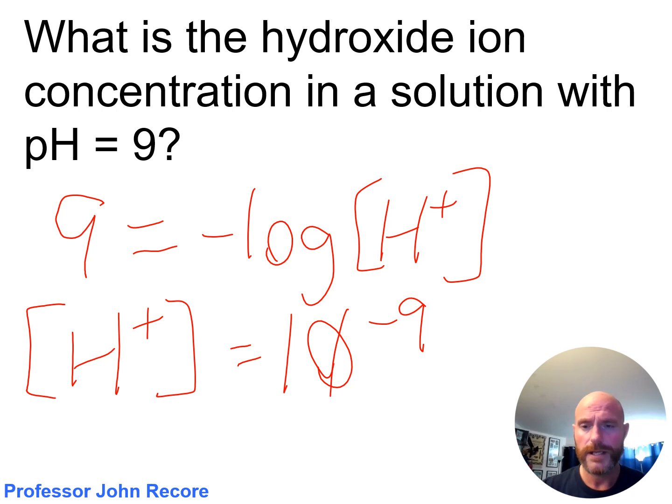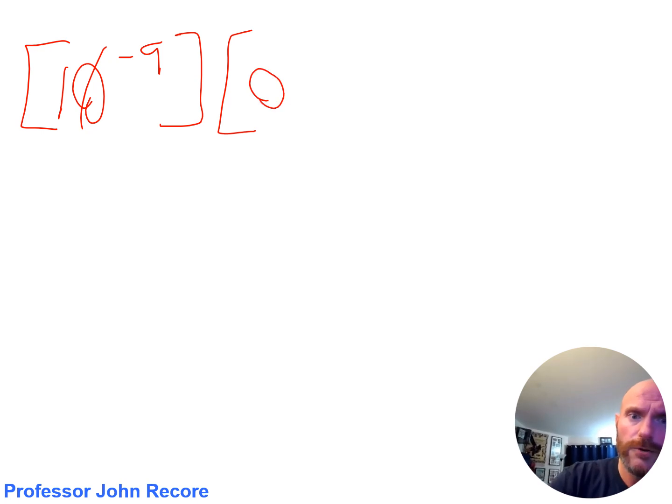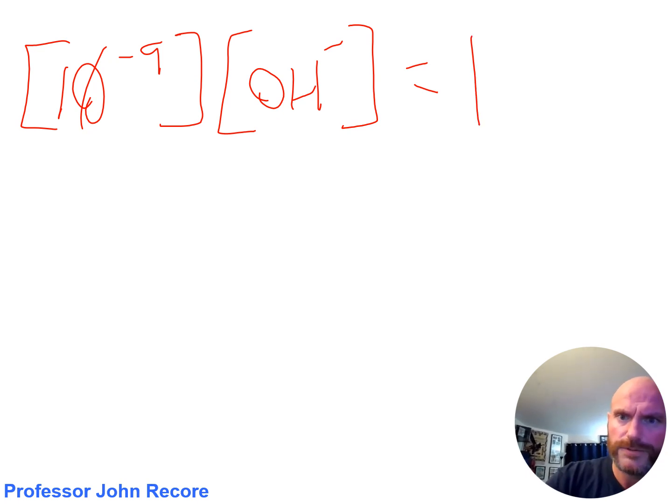Now that we know this, we can use our second equation to find out the answer to our original question. Knowing that the hydrogen ion concentration is equal to 10 to the negative 9th power, I'm going to plug that in to our second equation. That's our hydrogen ion concentration. We don't know our hydroxide ion concentration. And we know that the product of those two is equal to the value 10 to the negative 14th power.